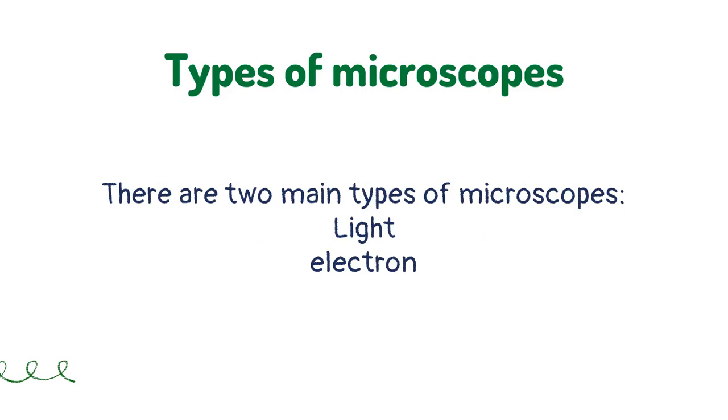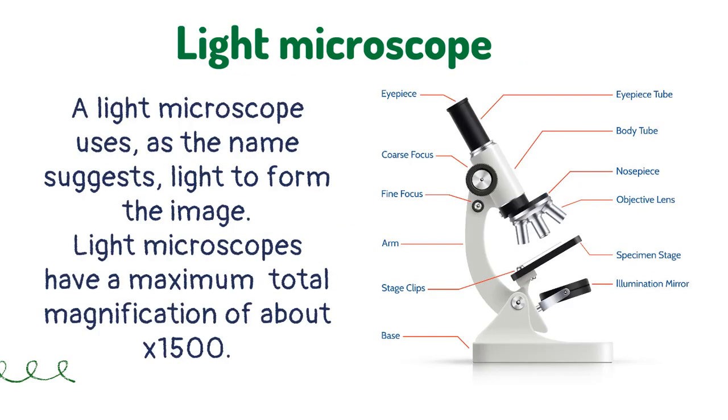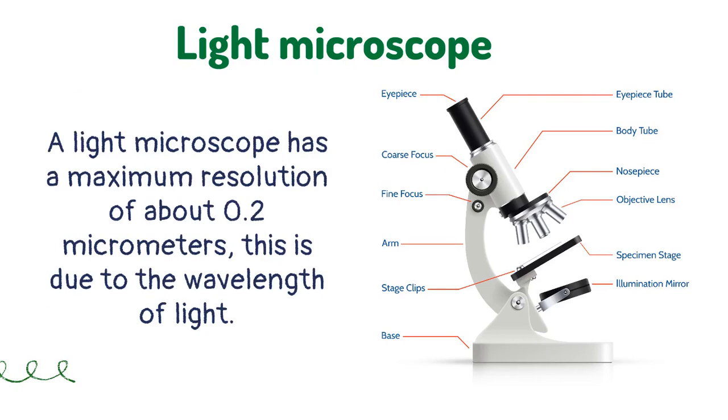There are two main types of microscopes, light and electron. A light microscope uses, as the name suggests, light to form the image. Light microscopes have a maximum total magnification of about x1500 and a maximum resolution of about 0.2 micrometers. This is due to the wavelength of light.